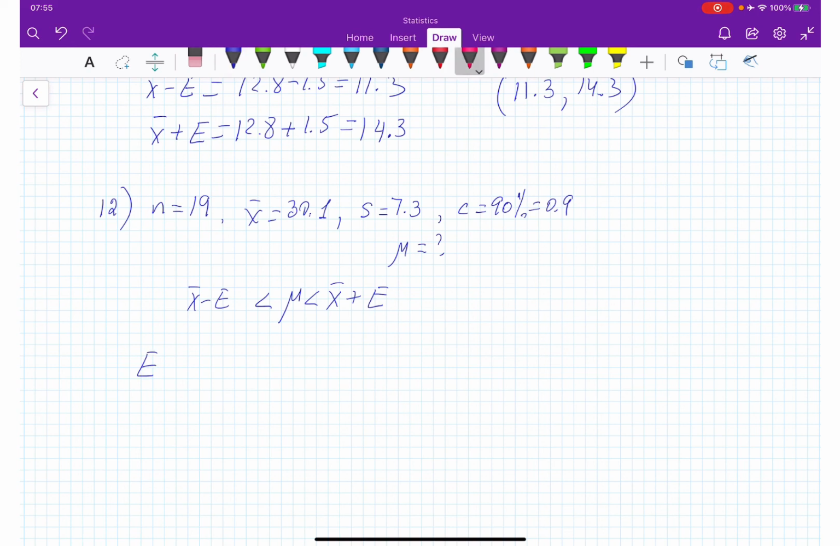Error is equal to T critical times S over square root of n. Okay, T critical. So we have 0.9, this is C, 0.9 right here. And at the degree of freedom, since it's 19, degree of freedom is going to be 19 minus 1, 18. Let me go open it. So 0.9 and 18.